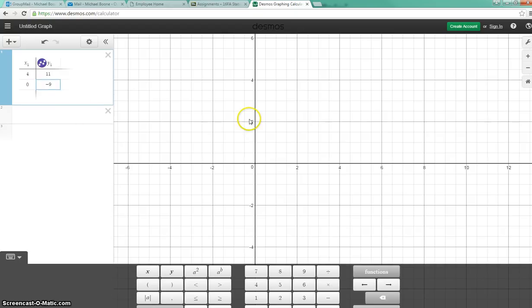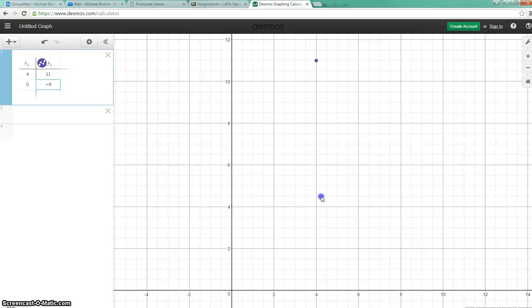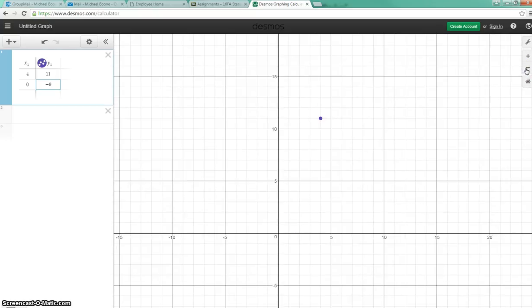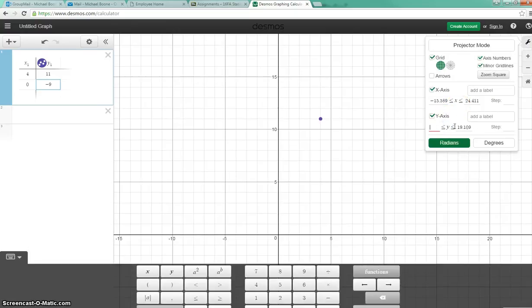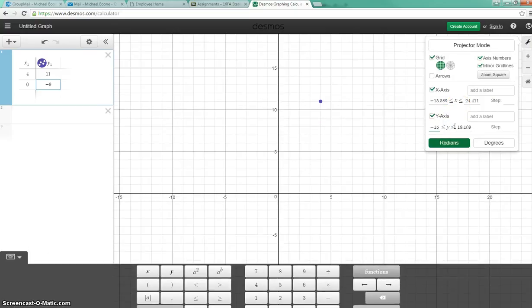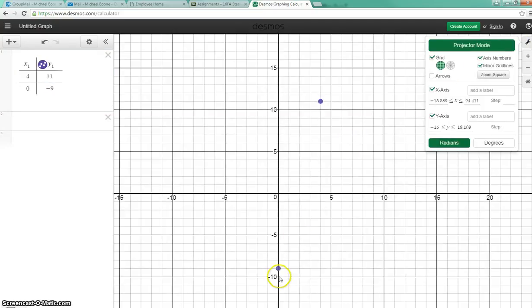Well, they gave us the y-intercept, so that's kind of nice. We can see these points. I need my y value to go down a little bit further, let's say negative 15. And so I should see these 2 points. And I'm just trying to find the equation of the line that goes through them.